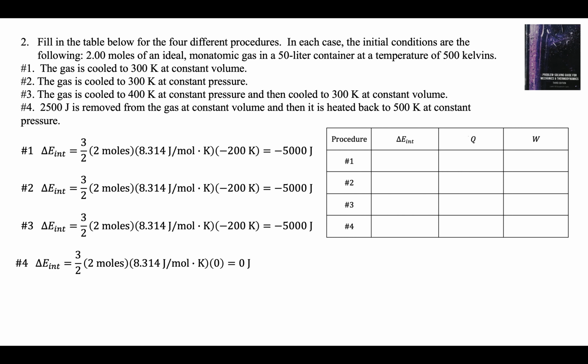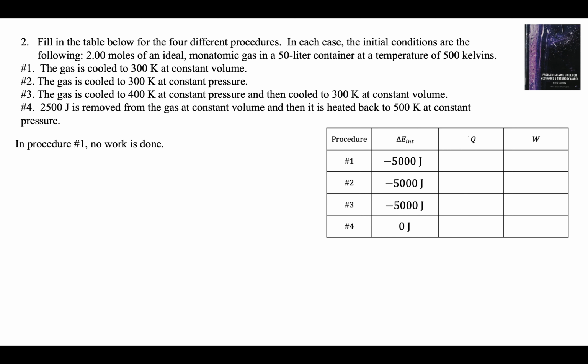Number 4, it ends at 500. So the internal energy change is 0. Starts at 500, ends at 500 kelvins. So let's put these in the table. And we feel like we're making progress right now. We got all the delta E internals. Now let's think about the work done.